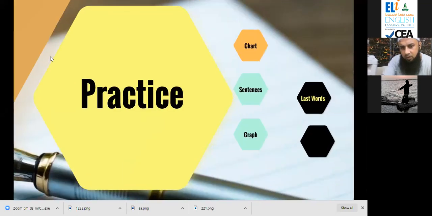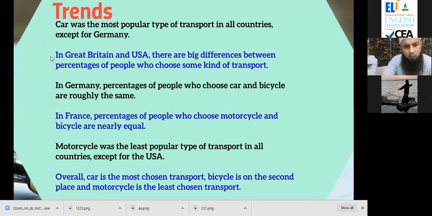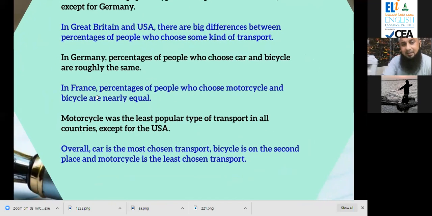And then we have: motorcycle was the least popular type of transport in all countries except for the USA. See, the least popular, you have to discuss it, and the most. And then overall, car is the most chosen transport. Bicycle is in second place, and motorcycle is the least chosen transport. This is how you summarize.